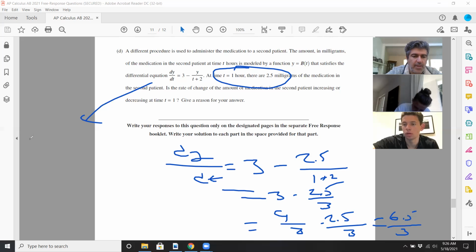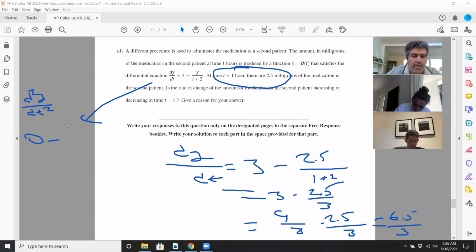So if I do the second derivative, this is d2y over dt squared. You get 0 minus, and then you have to do a product rule. So it's going to be y prime times t plus 2 minus y times 1, because the derivative of t plus 2 is 1, over t plus 2 squared.